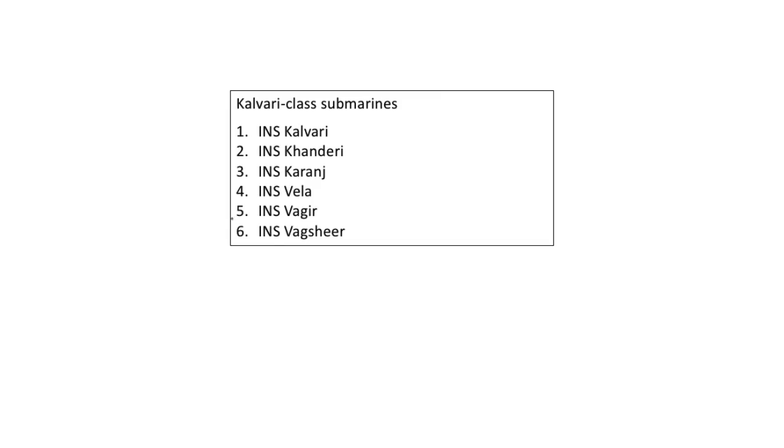INS Vagir is the fifth of the 6 planned Kalvari class submarines. We started from INS Kalvari, then Khanderi, Karanj, Vela, and the 5th one is INS Vagir. The 6th, INS Vagsheer, is due to be commissioned in 2023.